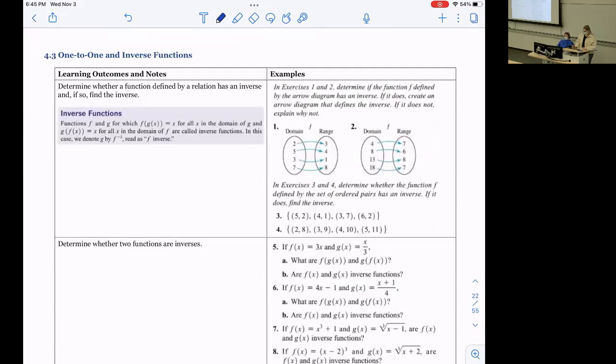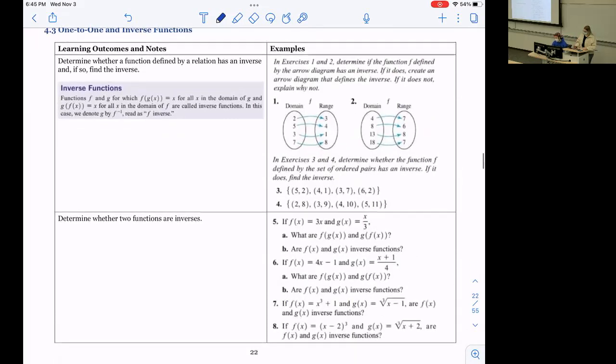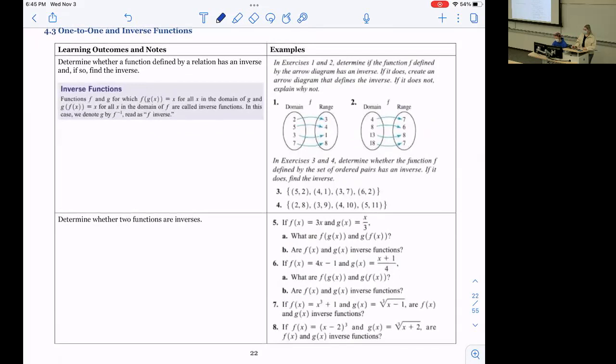Inverse functions. Determine whether a function defined by a relation has an inverse, and if so, find the inverse. Are there any questions about 1 through 4? Okay. Determine whether two functions are inverses. Do we have any questions about 5 through 8? Number 6. Number 6, okay.